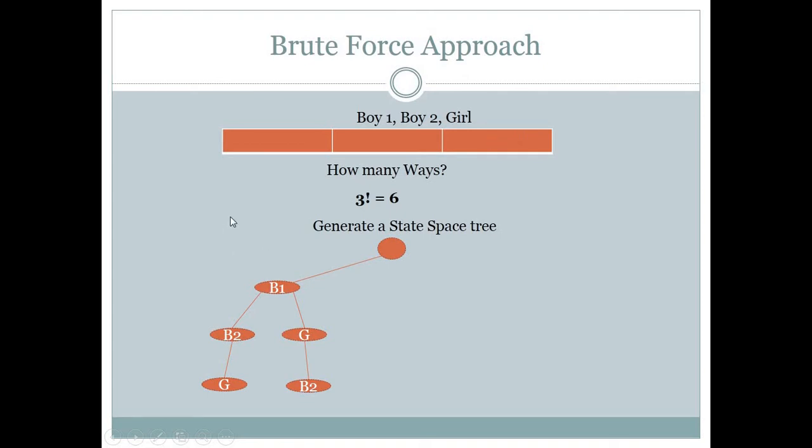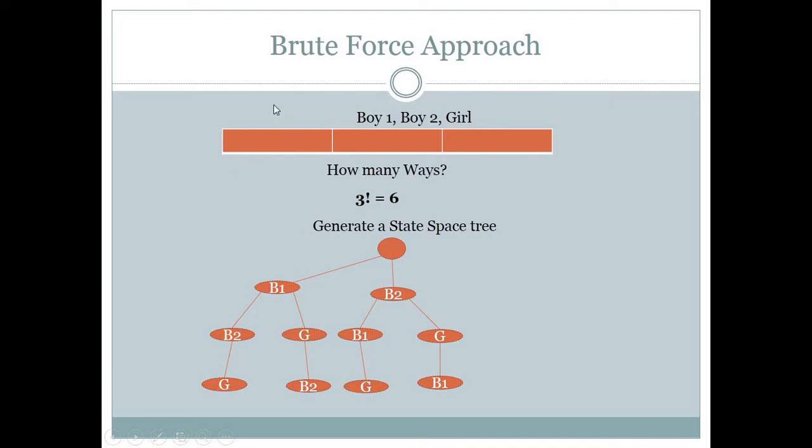Again, the second way is that if on the first available space boy 2 sits, then another option is that if boy 1 sits onto the second available space, then onto the last seat our girl will sit. If onto the second place the girl sits, then onto the last space our boy 1 will sit.